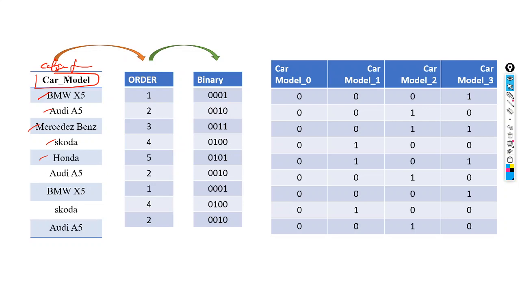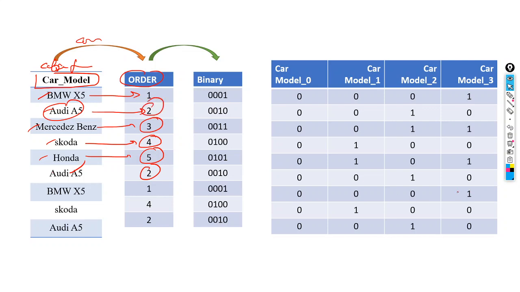So this car model is converted into order. BMW is assigned 1, Audi will be assigned 2, Mercedes-Benz will be assigned 3, Skoda will be assigned 4, and Honda will be assigned 5. So wherever Audi is there, it is 2. Here Audi is 2, and Audi is 2. So here you can assign some order.